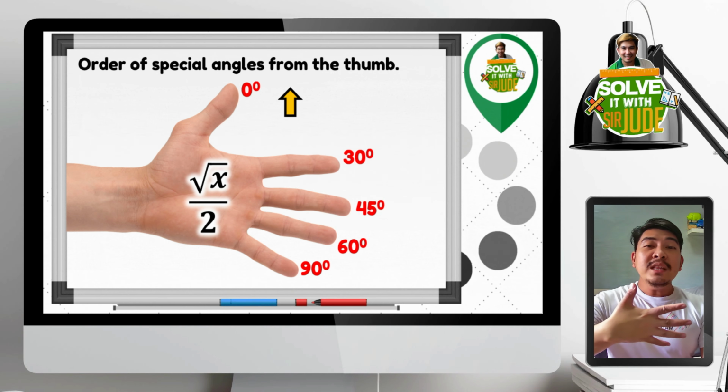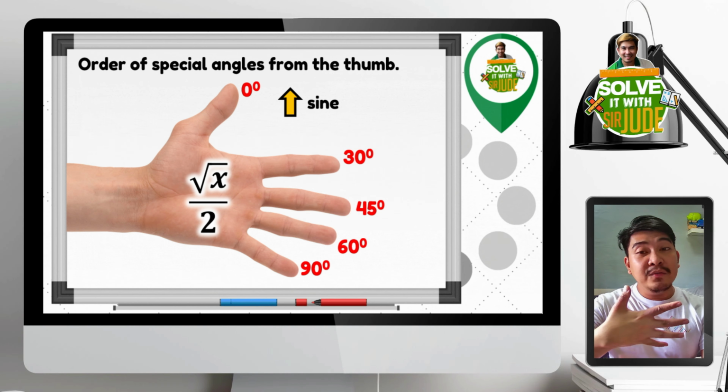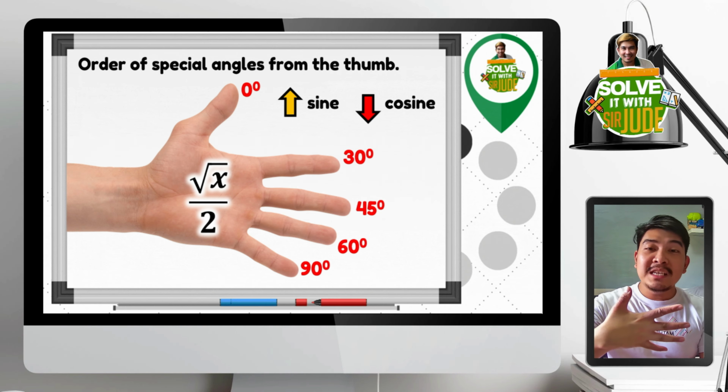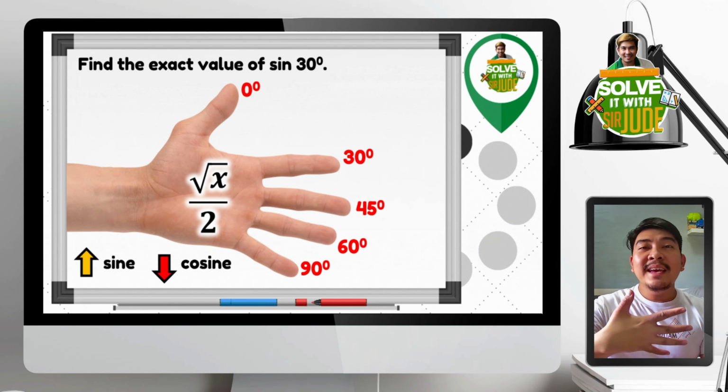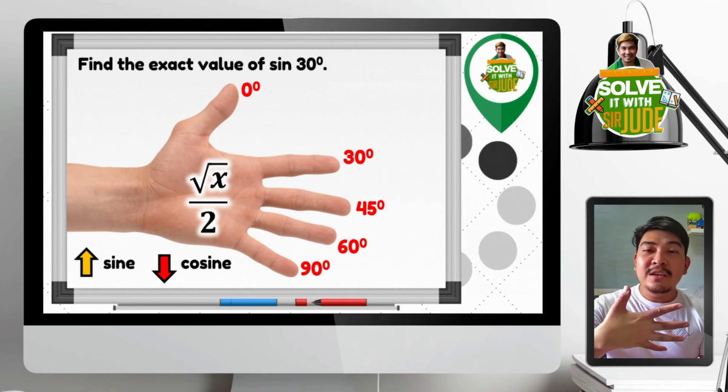So next, when we talk about sine, we will be counting the number of fingers above the given angle. Kapag naman cosine, yung mga fingers below the given angle. So let us have an example. Find the exact value of sine 30 degrees.